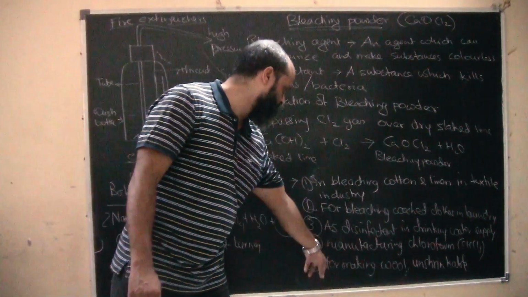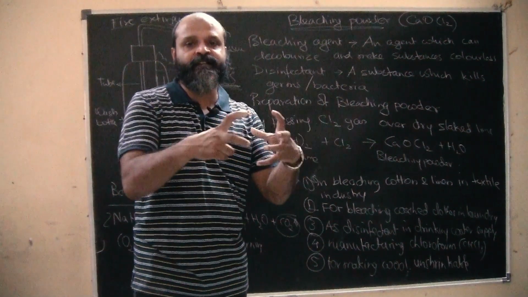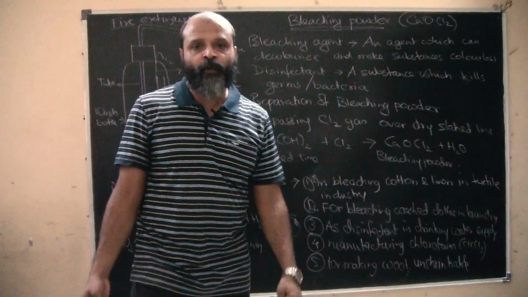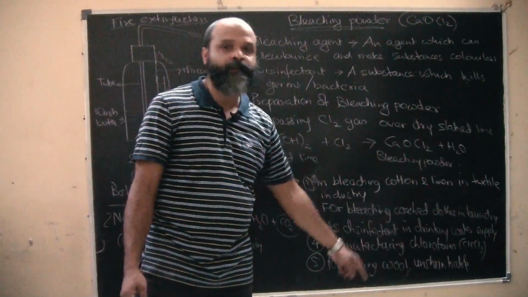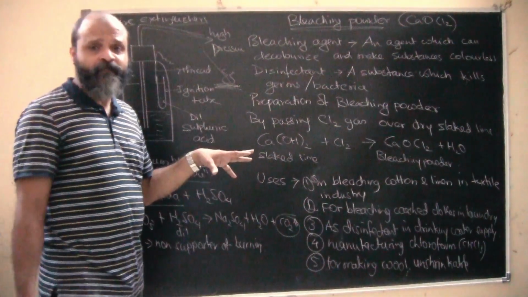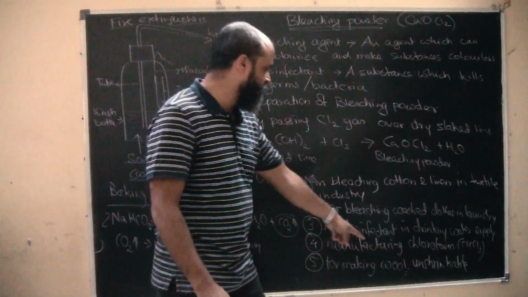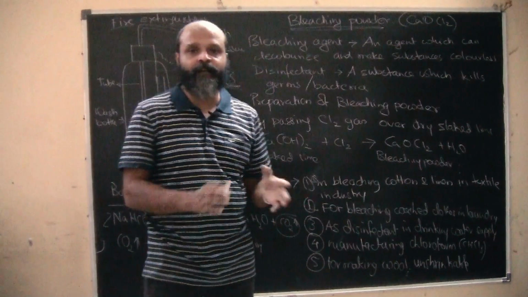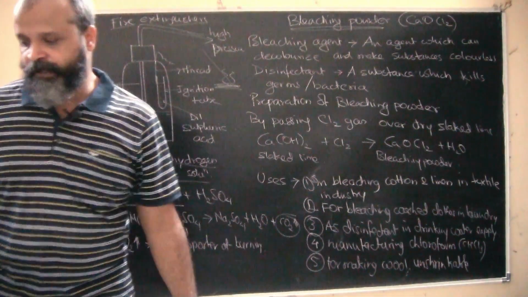It is also used for making wool unshrinkable. Wool is basically something which shrinks, and it becomes very difficult to make woolen clothes out of it. We get wool from sheep, and it tends to shrink. But when we use bleaching powder, it is unshrinkable, and only then can we make clothes out of it. So these were certain examples of bleaching powder and their uses.